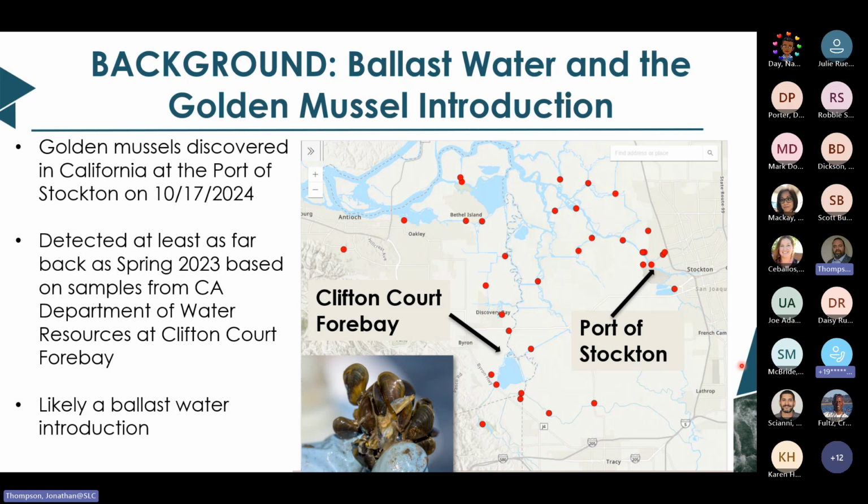This is the first time that the golden mussel has been discovered in North America. So it's the first introduction into North America, and this introduction was likely a result of a ballast water introduction. And this species poses a significant immediate threat to the ecological health of the California Delta, California's water infrastructure, and California's fresh and brackish water environments.